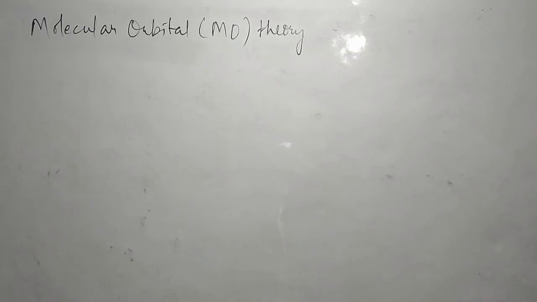The formation of molecular orbitals is best explained by LCAO, that is, linear combination of atomic orbitals. Right after this brief explanation, I will go to the calculation, how to calculate the bond order. Now coming back to linear combination of atomic orbitals.